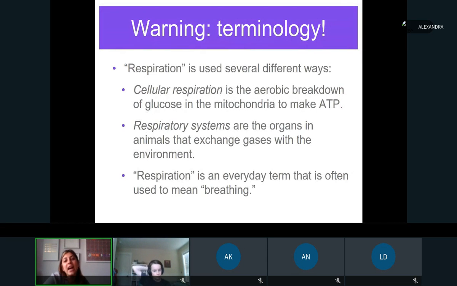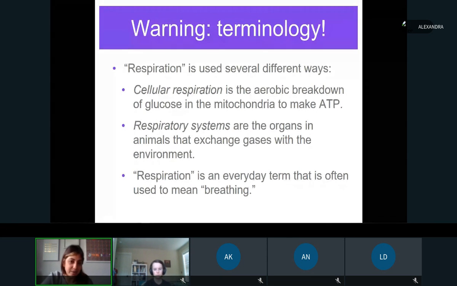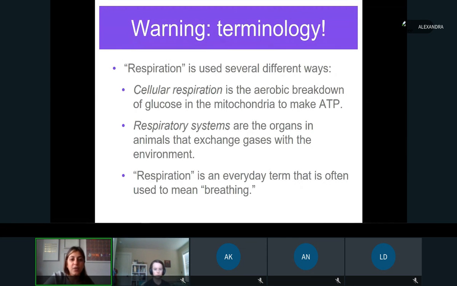So we have this terminology, right? We've used respiration in a couple of different ways. We use respiration when we talk about cellular respiration, which is breaking down the glucose in the mitochondria to make ATP, just like Owen suggested and Eva alluded to and Logan started, right? The respiratory systems are the organs in animals that exchange gases with the environment, and respiration, an everyday term, is often used to mean breathing. So we have these different terms: cellular respiration, respiratory, respiration, and we're really going to be focusing on respiration in the sense of breathing, right? Exchanging gases with the environment. So really paying attention to that.